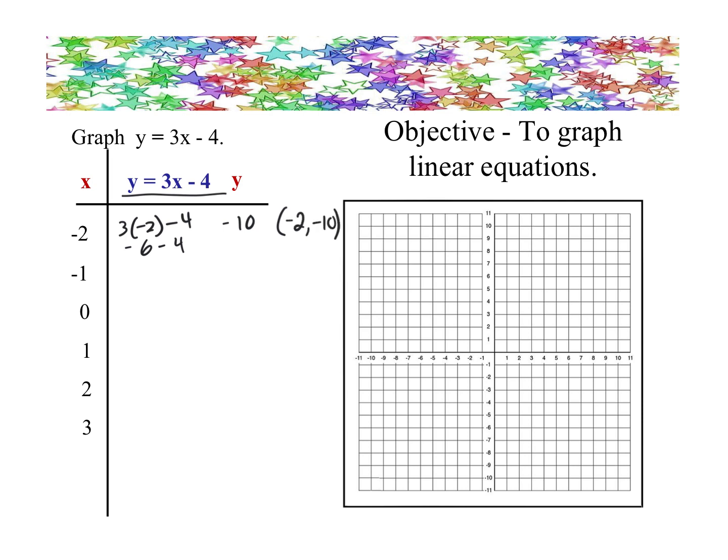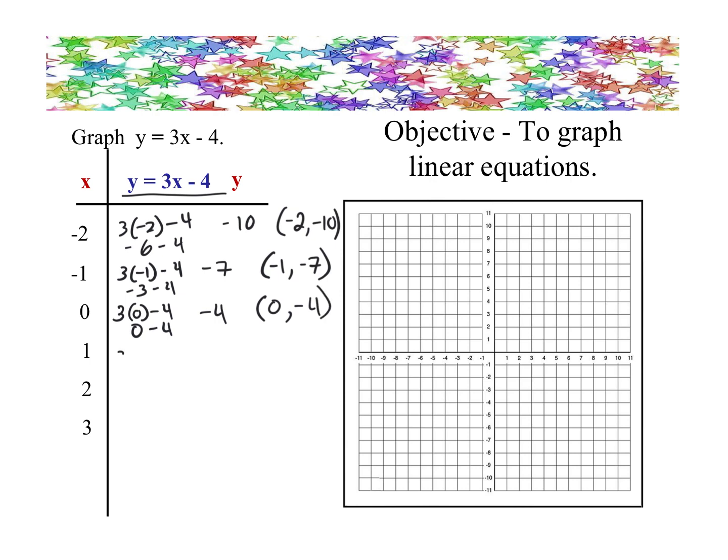So we're going to do input negative 1. We're going to get 3 times negative 1 minus 4. It's negative 3 minus 4. That's going to give us negative 7. So our input, output, or x, y, our coordinates are going to be negative 1, comma, negative 7. Then we're going to do the same thing again for 0. So it's 3 times 0 minus 4. So 0 minus 4, that's going to give us negative 4. And our coordinates are going to be 0, comma, negative 4.